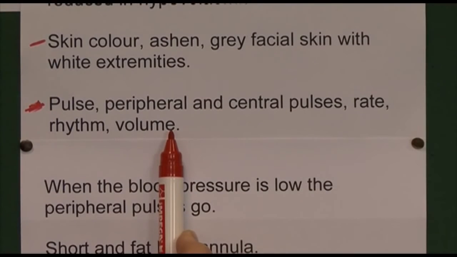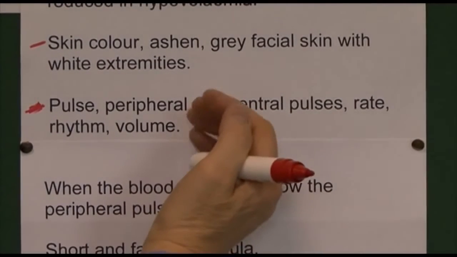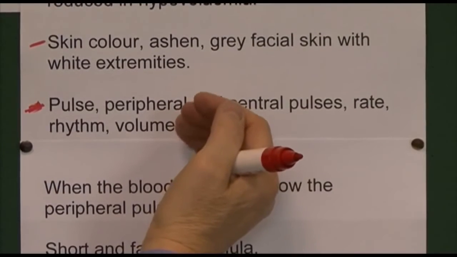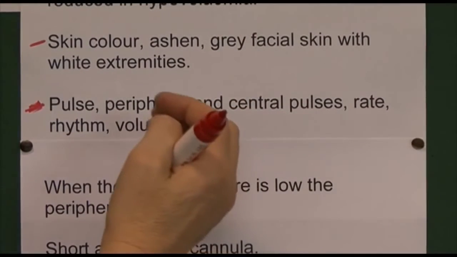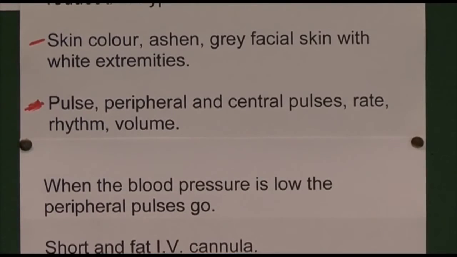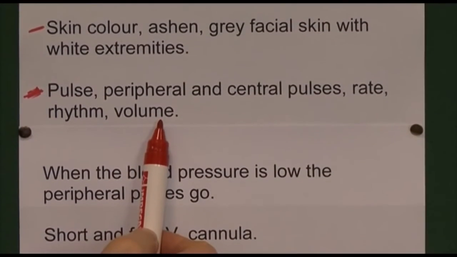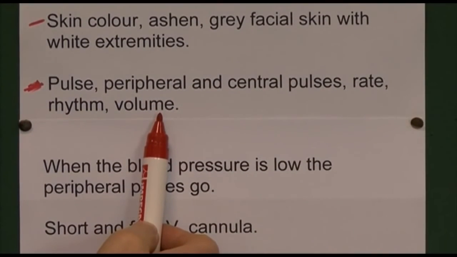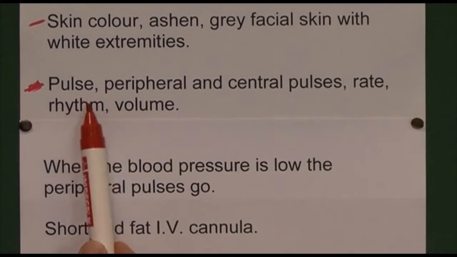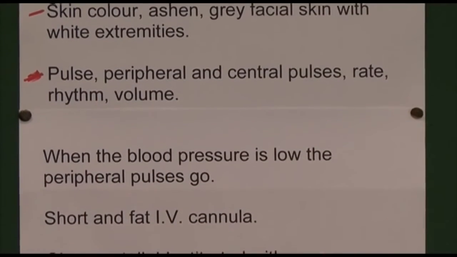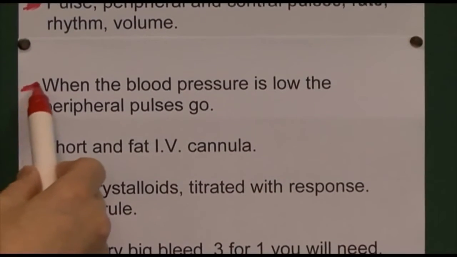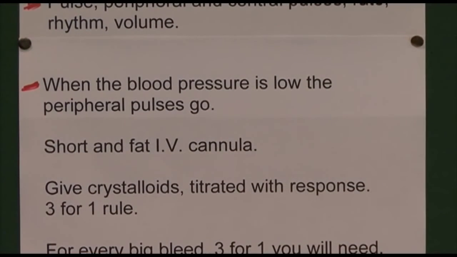It will be fast because they're tachycardic. It will be weak because the volumes of blood are low. And instead of feeling like a nice thick string or rope under your finger, it's very thin and thready. The pulse feels thready because the individual stroke volumes are going to be low. So the volume of blood going through the arterial system per cardiac contraction will be reduced. Fast, weak, thready. But check central pulses because when the blood pressure is low, the peripheral pulses may go.